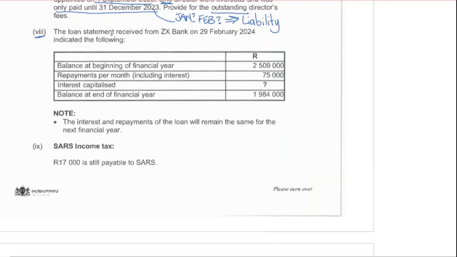Adjustment number 8 states that the loan statement received from ZX Bank on 29 February 2024 indicated the following. The balance at the beginning of the year was 2,509,000 rands. Repayments per month were 75,000 rands. Interest capitalized is what we are looking for. The balance at the end of the financial year was 1,984,000 rands.